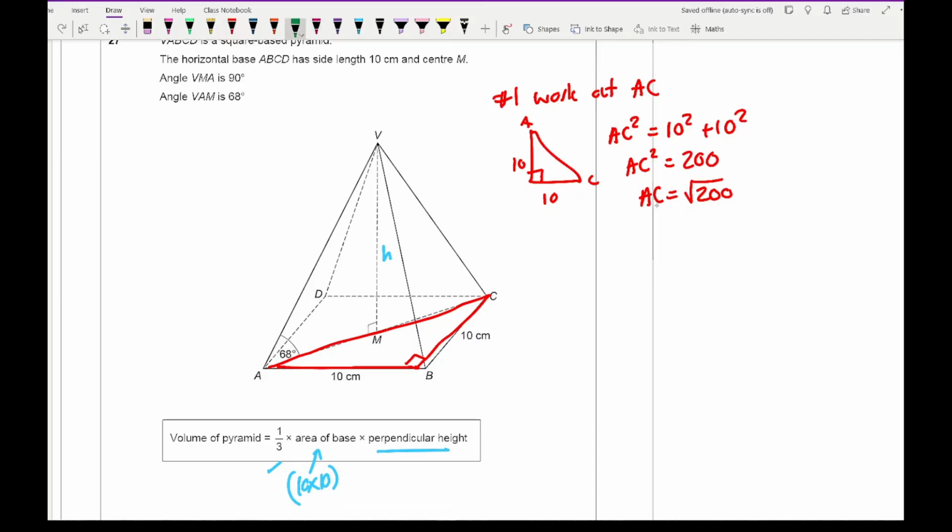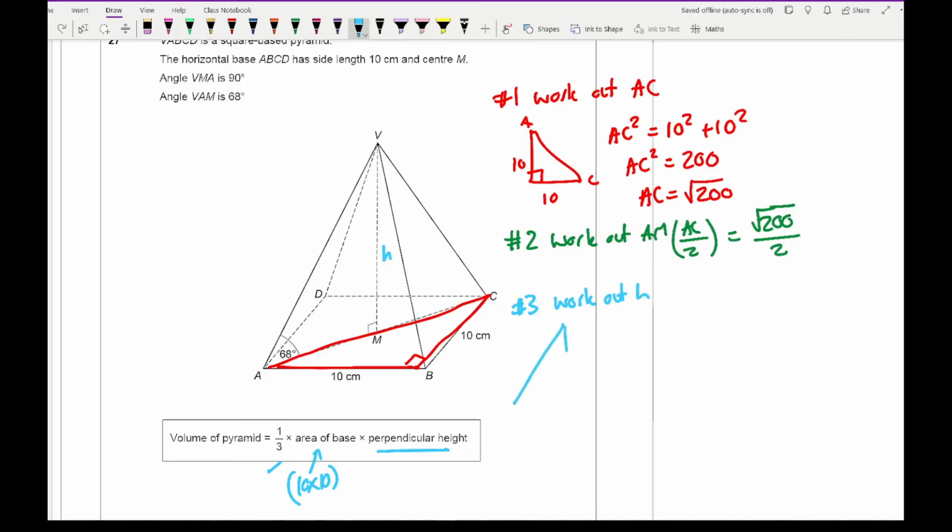Then what I need to do is work out what A to M is, which is half of that. That's basically AC divided by 2. So that equals root 200 all divided by 2. So then, looking at this triangle, step 3 is to work out h. How do I do that? Well, if I take that right angle triangle out, this is AM and that's V. This distance here I've worked out as the square root of 200 over 2. And this angle here is 68, and this is h, which is what I'm trying to work out. Now, not to get confused with h being the hypotenuse, I'm just going to label that as x.